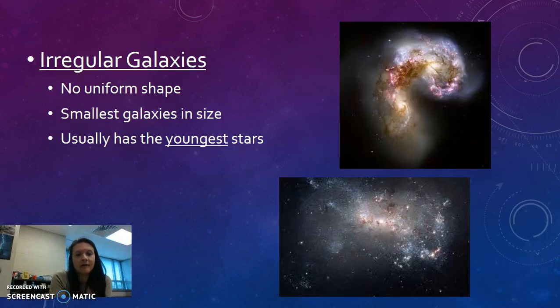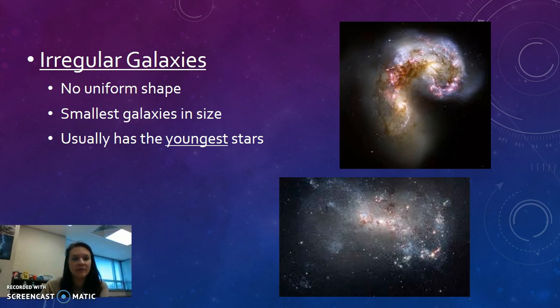Next up are the irregular galaxies. Just as their name would make you believe, they don't have a uniform shape. They're very random. They are considered the smallest of all the galaxies in size. And these are the ones with the youngest stars. They've really just started to form. Maybe later on in the galaxy's lifetime, it will start to form more of a shape and will create themselves into a spiral or an elliptical shape. But in the very beginning, the stars are all pretty young. It's just an irregular kind of glob.